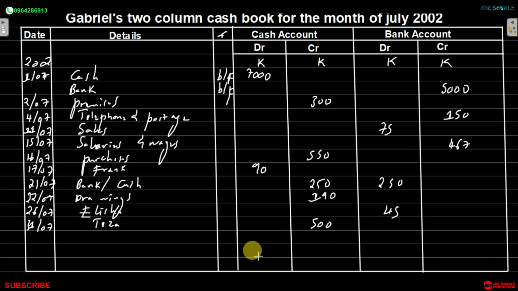So say 7,090 on the debit side and 7,090 on the credit side.